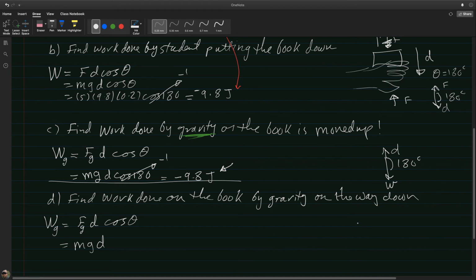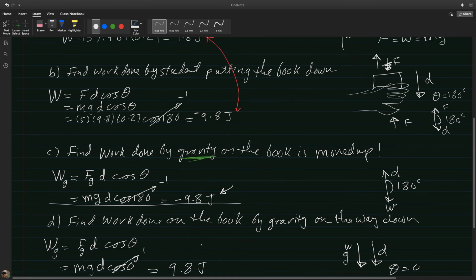Now, look, work done by gravity. The force of gravity is always down, okay? And the book is going down, so these are two parallels, so that's force done by gravity, or W, okay? And the distance is down, parallel coming down, so what do you think theta is? Theta is 0, so I'm going to put here cosine 0, and cosine 0 is 1, and if you calculate that, you're going to get 9.8 joules.